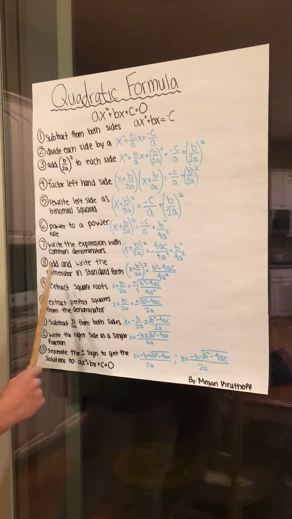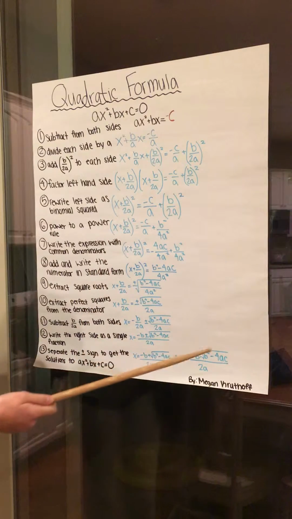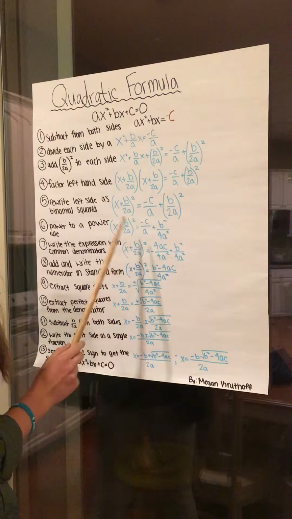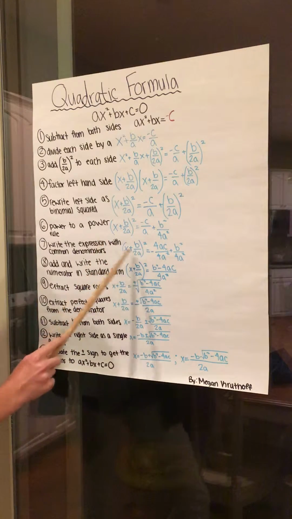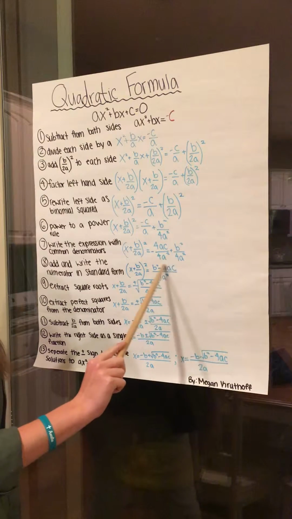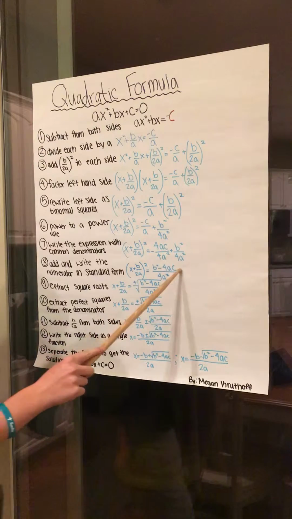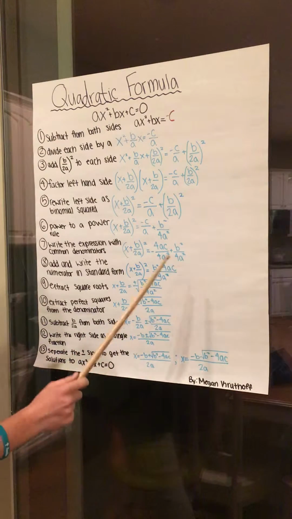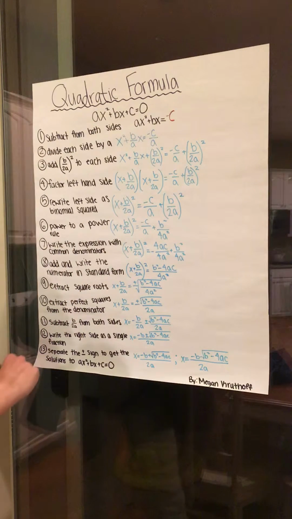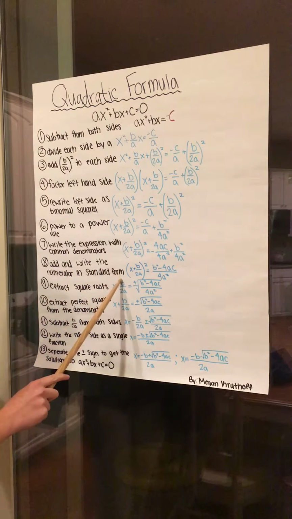And then you're going to write the expression with common denominators, because you can only add them if they have a common denominator. So it would be x plus b over 2a squared. And then on the right side, you're going to get the common denominator, which is 4a squared. So it would be 4ac over 4a squared plus b squared over 4a squared. The 4a squared is a common denominator. The eighth step is to add and write the numerator in standard form.